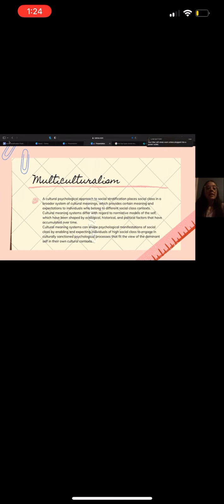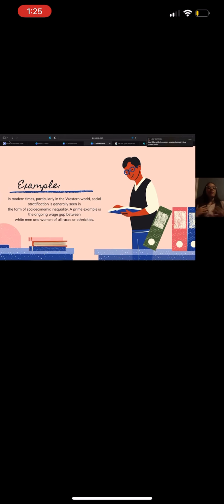Cultural meaning systems differ with regard to normative models of self, which have been shaped by ecological, historical, and political factors that have accumulated over time. Cultural meaning systems can shape psychological manifestations of social class by enabling and expecting individuals of higher social class to engage in culturally sanctioned psychological processes that fit the view of dominant self in their own cultural contexts.